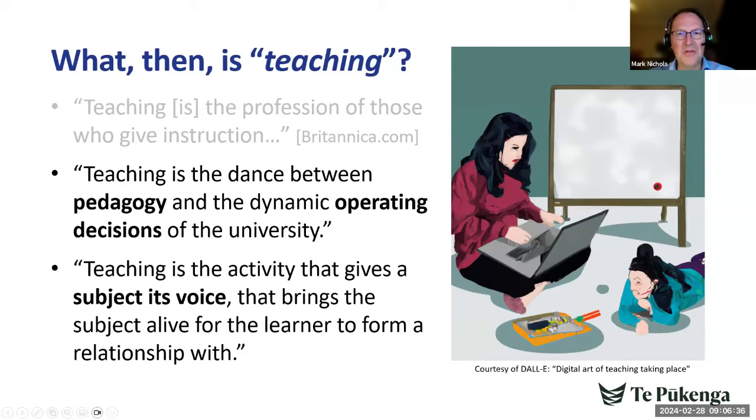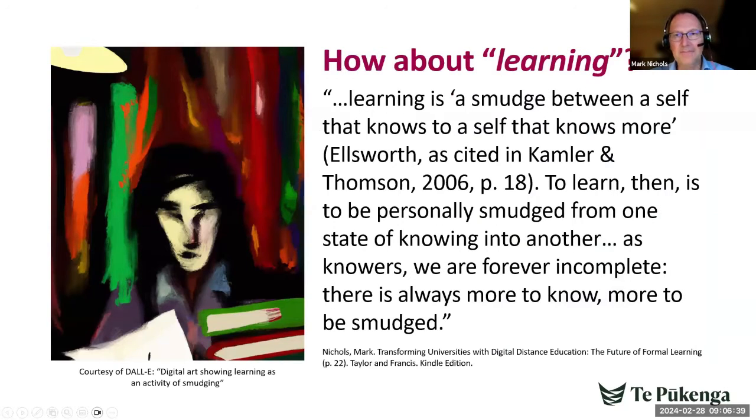Let's switch our attention now to the partner of teaching, learning. This again is my own definition based on a book by Kamler and Thompson. It describes learning as a smudge, something that's not really definable, but that illustrates the change in knowing in ways that mean we know more. So it could apply to a skill or understanding, just basically getting better at something. So learning is a smudge between a self that knows to a self that knows more. To learn then is to be personally smudged from one state of learning to another. As knowers, we are forever incomplete. There is always more to know, more to be smudged.